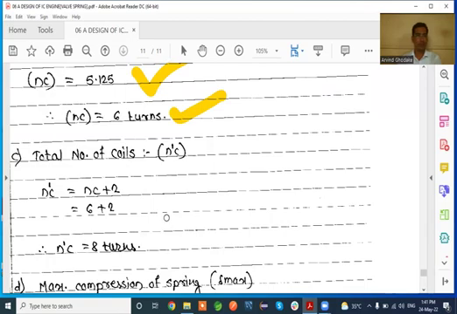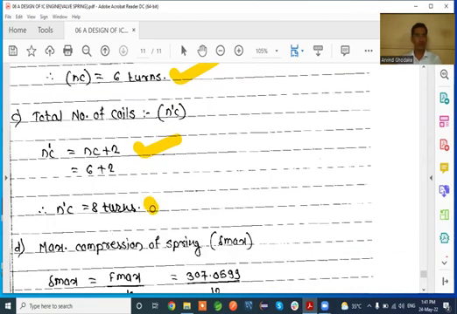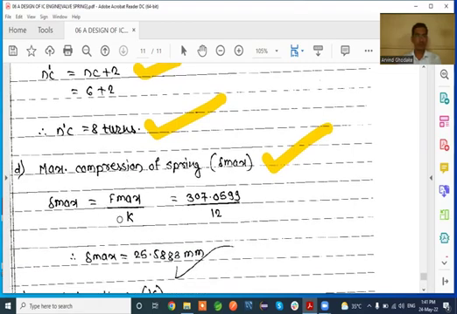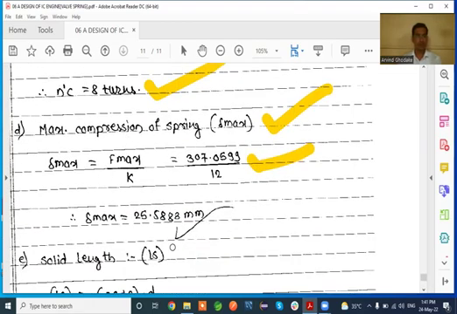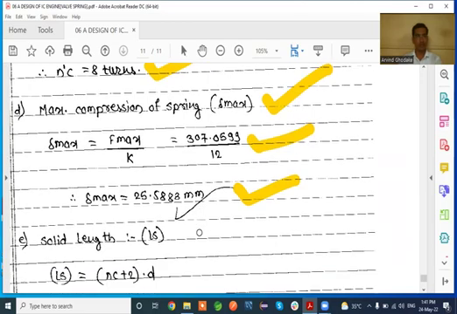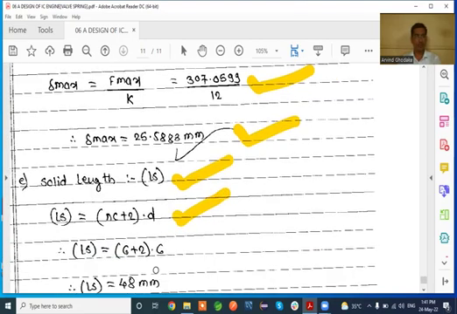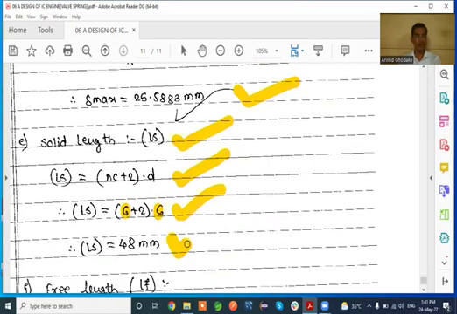After that, total number of coils N dash is equal to NC plus 2. Therefore, total number of coils will be 8 turns. Then the maximum compression is delta max. So that will be equal to delta max is equal to F max upon K. So maximum compression delta max is equal to 25.5883 mm. Then the solid length of the spring will be LS is equal to (NC plus 2) into D. Putting the value of NC, that is the number of active coils, and wire diameter, we will get LS is equal to 48 mm.